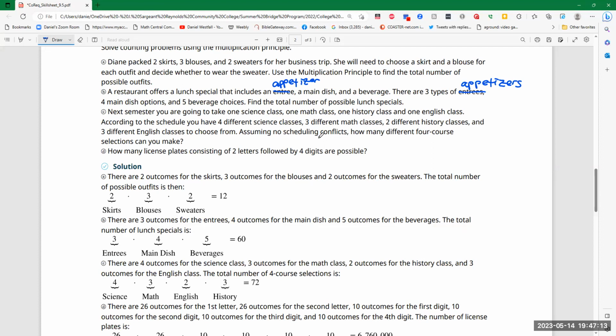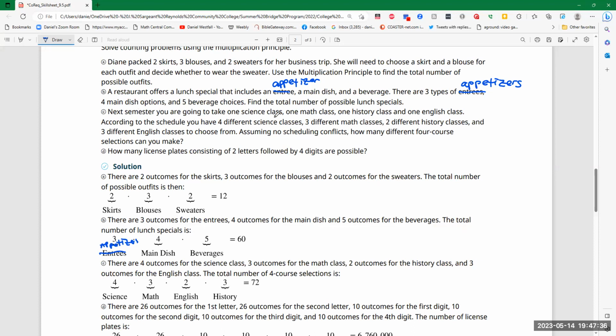So we're going to have 3 appetizers, 4 main dishes, 5 beverages. 3 times 4 times 5 is going to be 60. Yeah, that's right. 3 times 4 is 12, times 5 is 60.